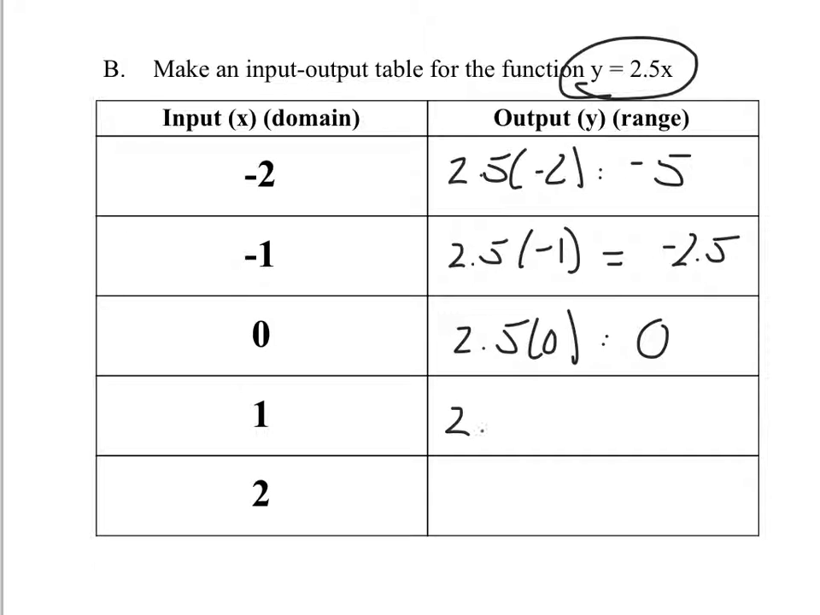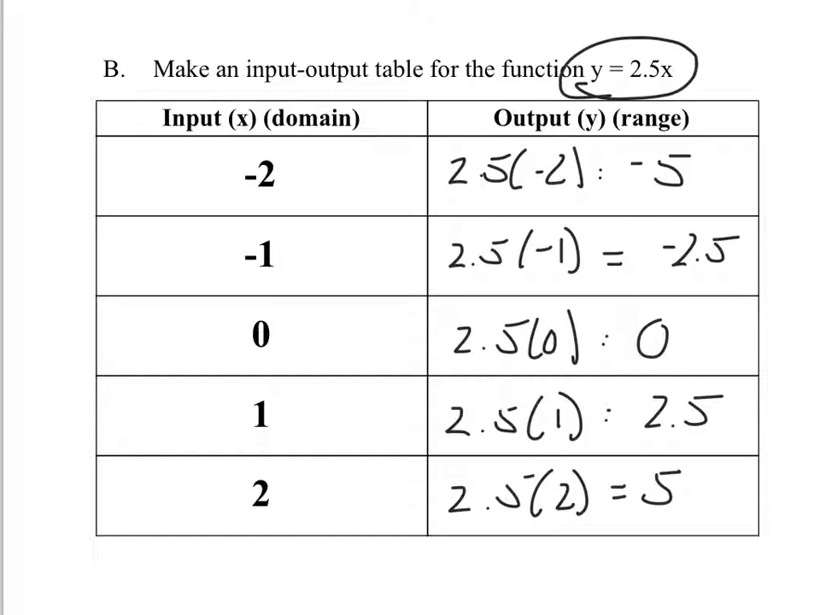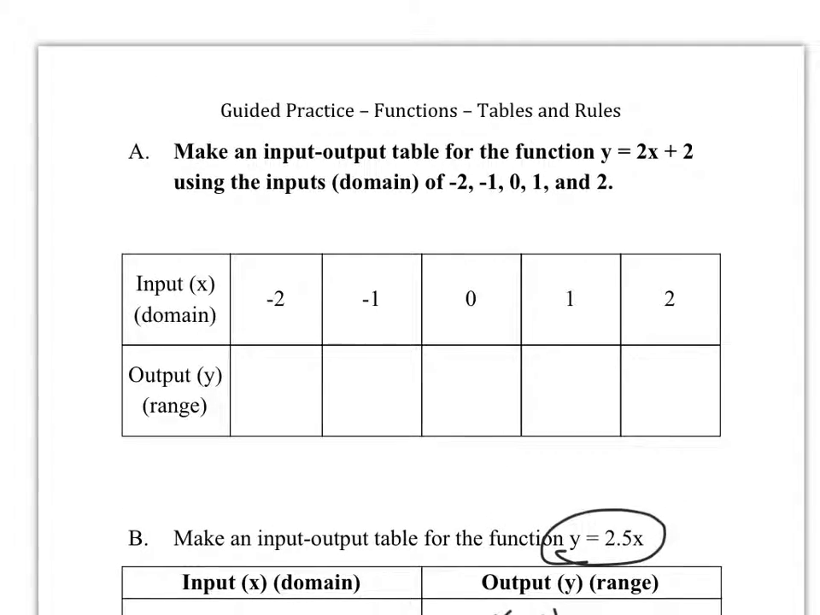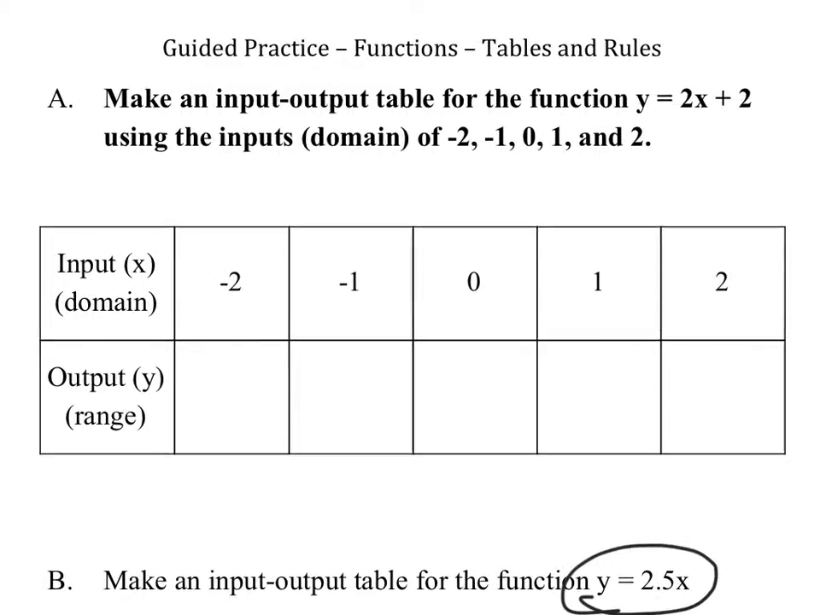Then we have 2.5 times 1. 2.5 times 1 is 2.5. And finally, 2.5 times 2 is equal to positive 5. Let's go to the top part of your guided practice to look at one that's a little bit more difficult.